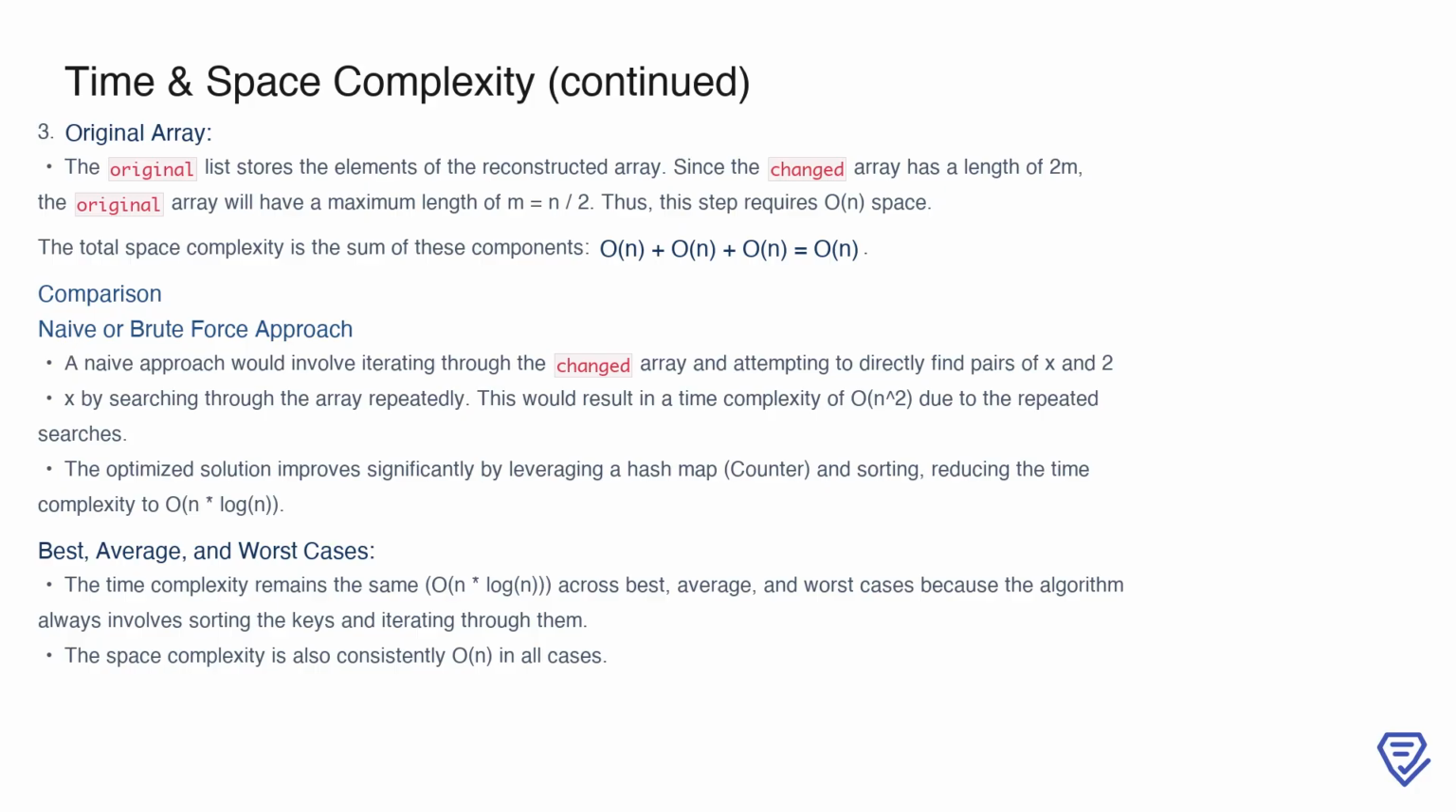To compare with a naive approach, consider an algorithm that repeatedly searches for pairs x and 2*x in the array. This would involve nested iterations and result in a time complexity of O(n^2). By contrast, the optimized solution reduces the time complexity to O(n log n), by leveraging a hash map for counting and sorting the keys. Importantly, the optimized solution maintains consistent time and space complexities of O(n log n) and O(n), across best, average, and worst cases, as the algorithm always involves sorting and iterating through the keys.